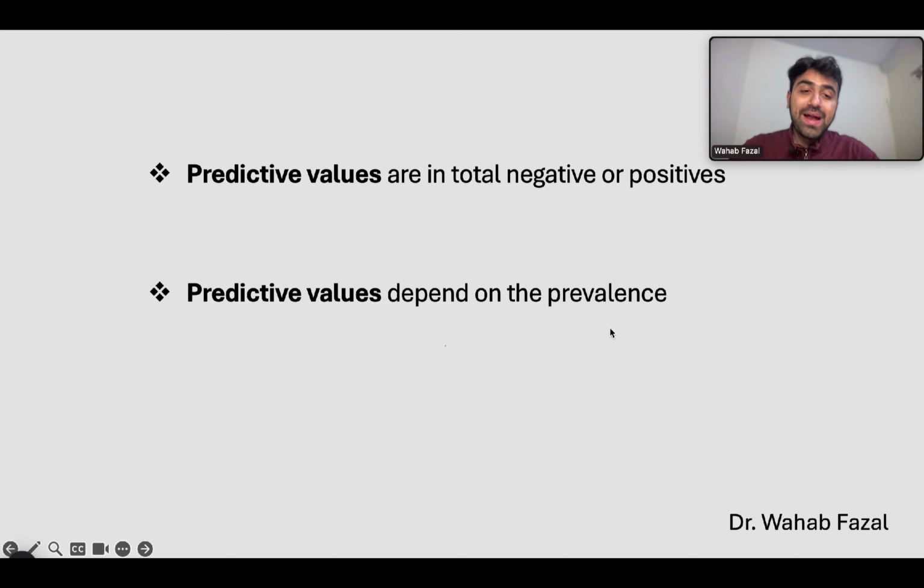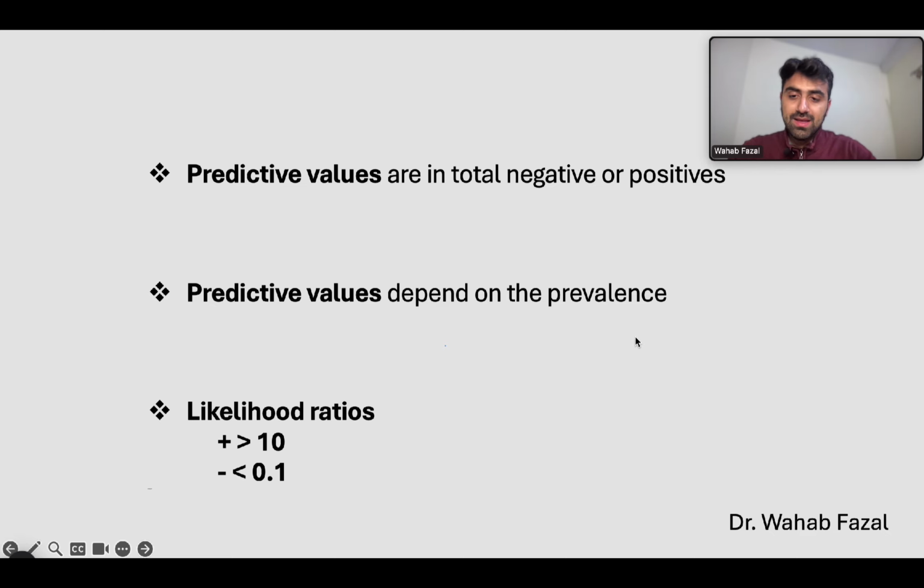Predictive values depend on the prevalence. They do vary with the prevalence of the disease in the population. For likelihood ratios, I want you to remember those two things. If it's a positive likelihood ratio, truth prevails. It's going to be TP over FP. And for a negative person, negative likelihood ratio is going to be FN over TN. So false negative is in the numerator of negative likelihood ratio. You want this value to be extremely small, and you want the positive likelihood ratio to be high, high, high. That's what makes the test very useful.